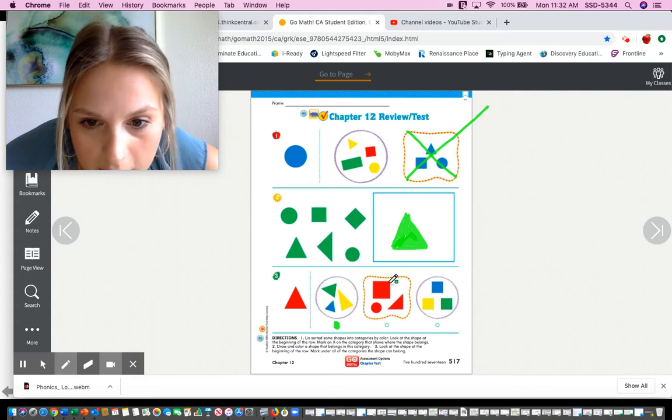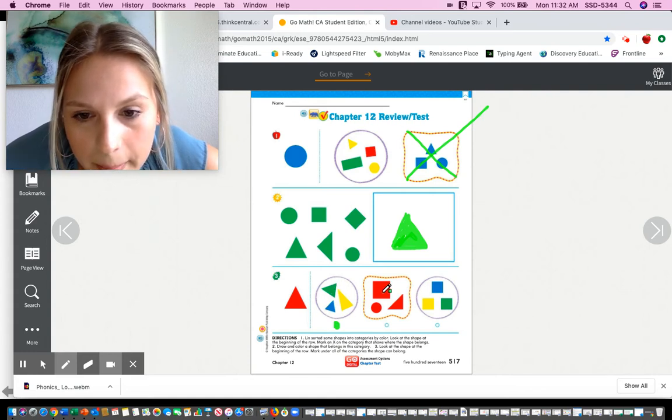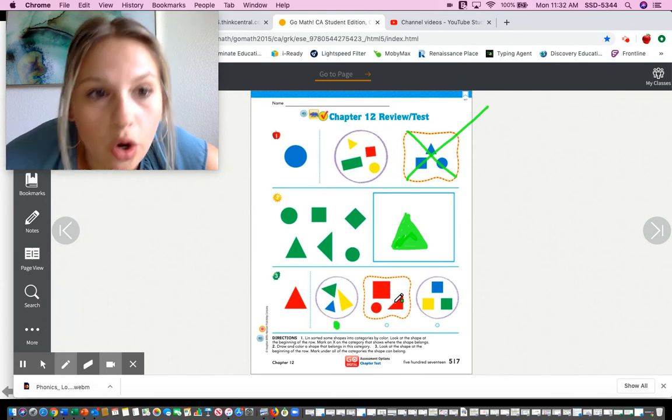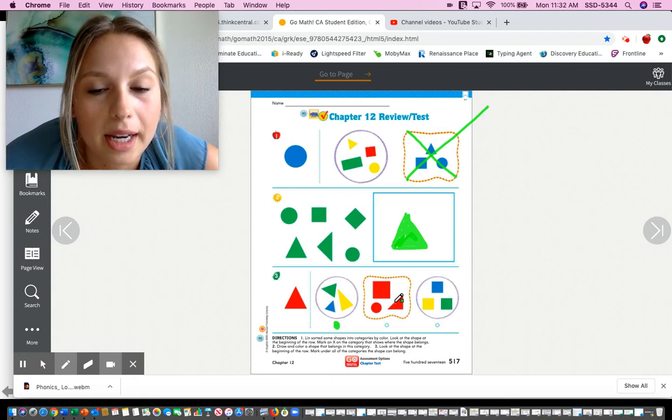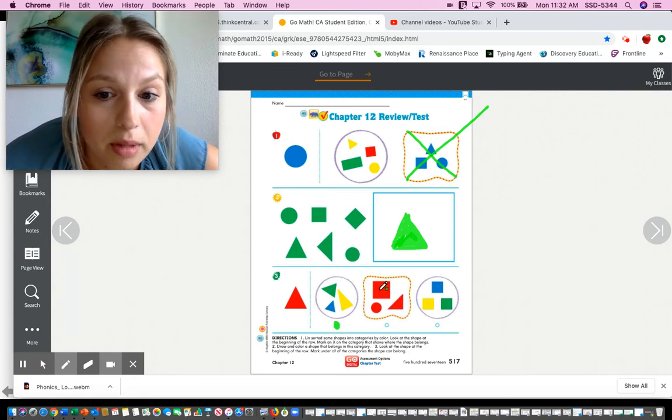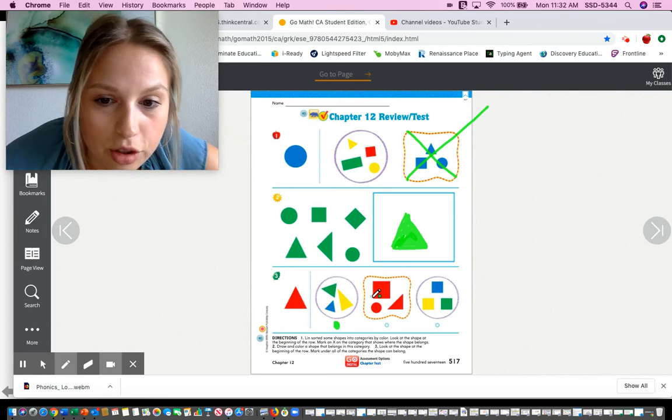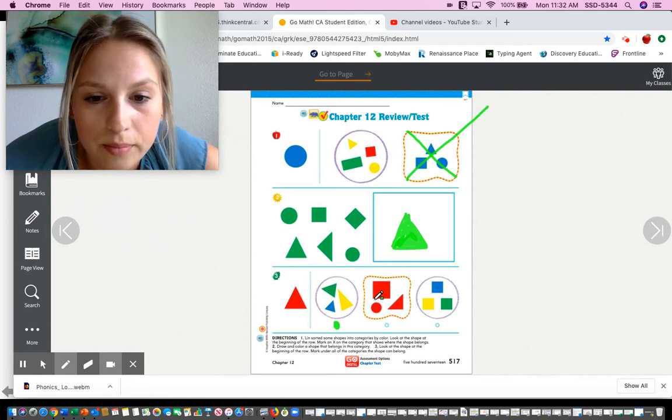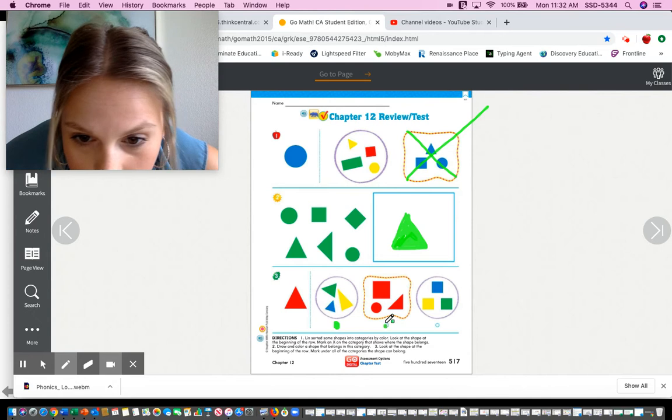What about this category? What do you see in here? I see a red square, a red circle, a red triangle. They're all what color? Red. And even though they're not the same shape, they're all red. So do you think the red triangle could fit in there? Sure, it's red. Let's bubble it in.